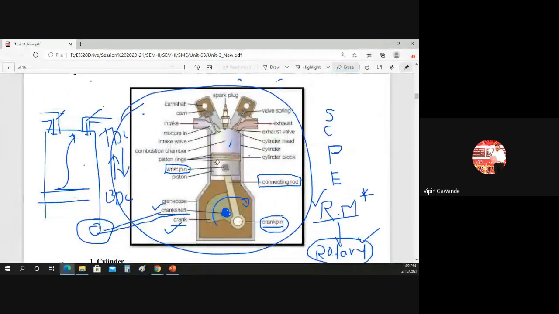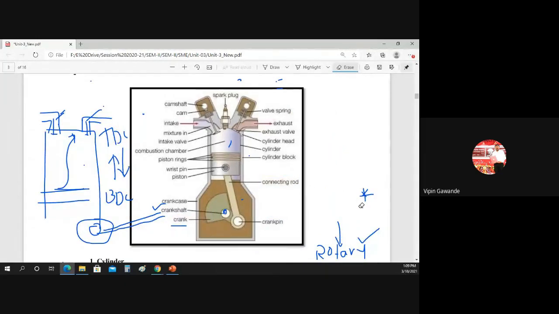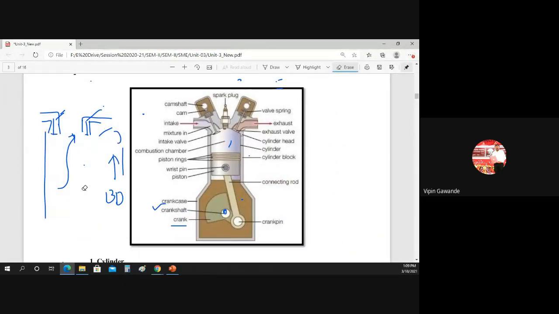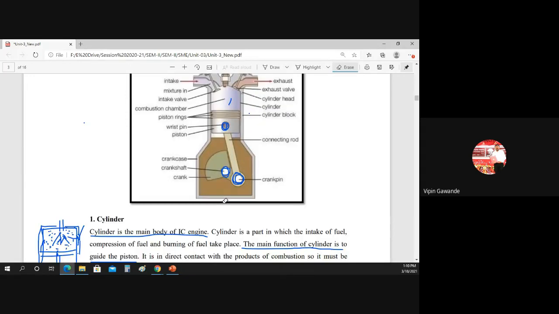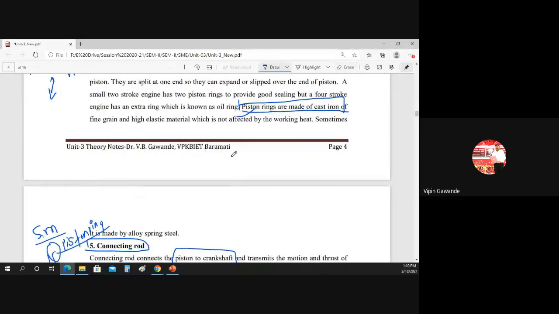Okay, let me just erase these things. So here, the rotary part is here. We require a bearing here, we require a bearing here, and we require a bearing here also. So these are the joints, and we require bearings there. Otherwise, what will happen? The wear and tear or the friction will occur, and then this part gets damaged. So wherever there is a rotating part, we have to use the bearings. That is called the engine bearings.